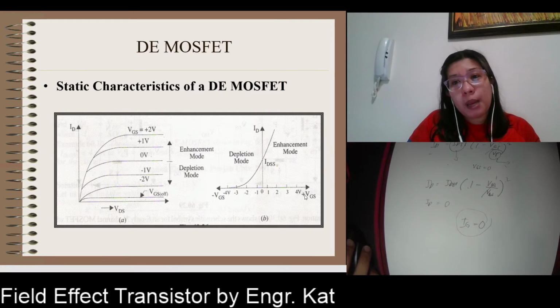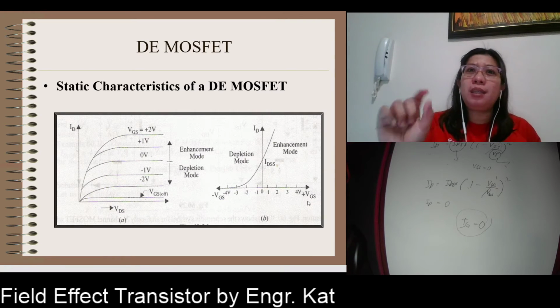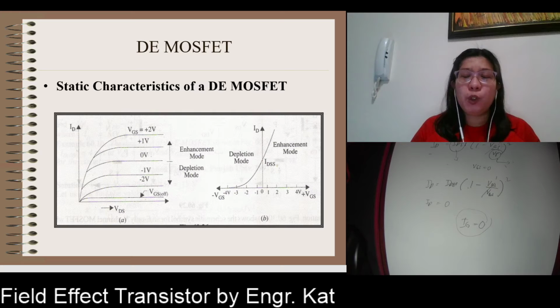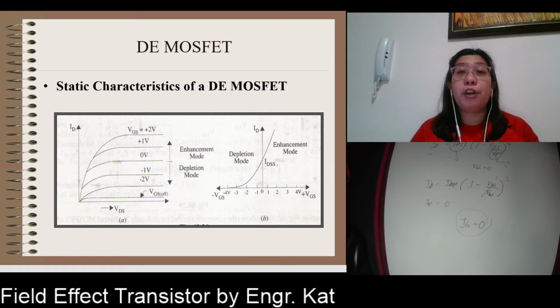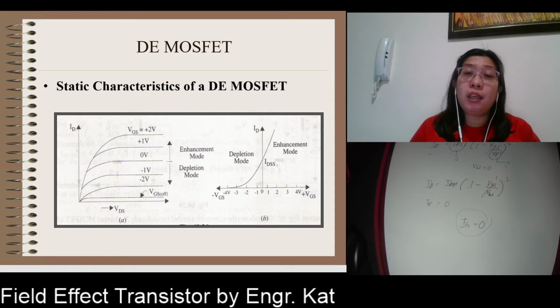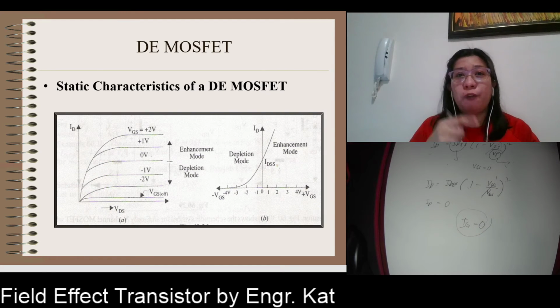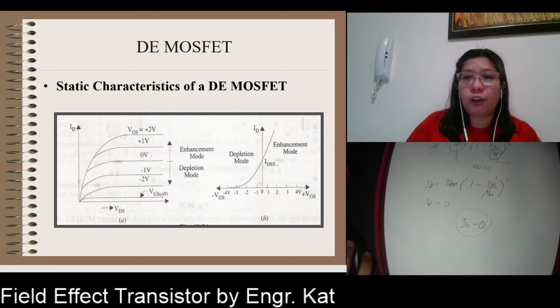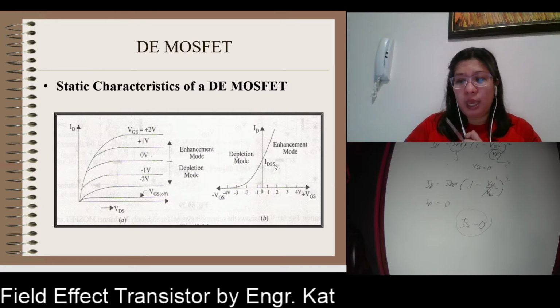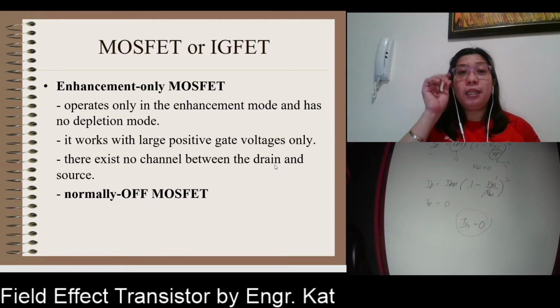So why can we apply positive VGS? Because the gate is now insulated. So we do not worry if we have a gate current because your gate is now insulated. So therefore, we can have a positive or we can have a greater current than IDSS. Okay? Now, the second type of MOSFET is the enhancement only.